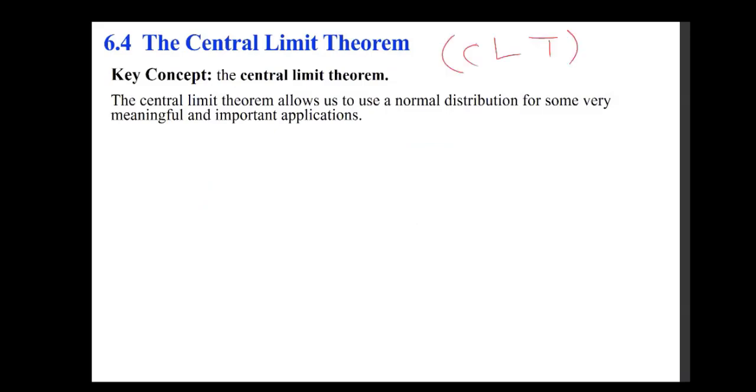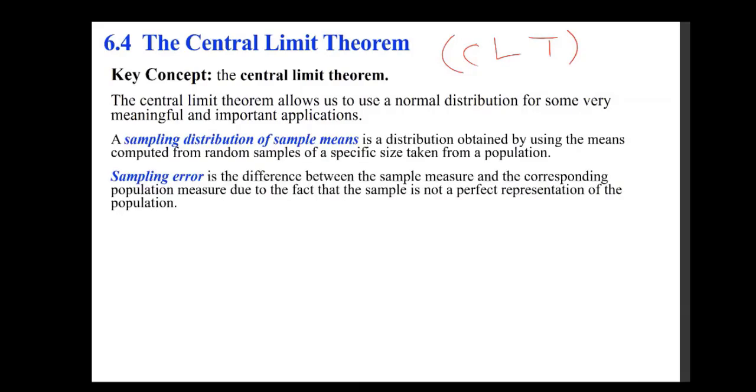Now, CLT, the central limit theorem, the key concept. The central limit theorem allows us to use a normal distribution for some very meaningful and important applications. The bottom line is we use this for application. A sampling distribution of sample means is a distribution obtained by using the means computed from random samples of a specific size taken from a population. Sampling error is the difference between the sample measure and the corresponding population measure due to the fact that the sample is not a perfect representation of the population.